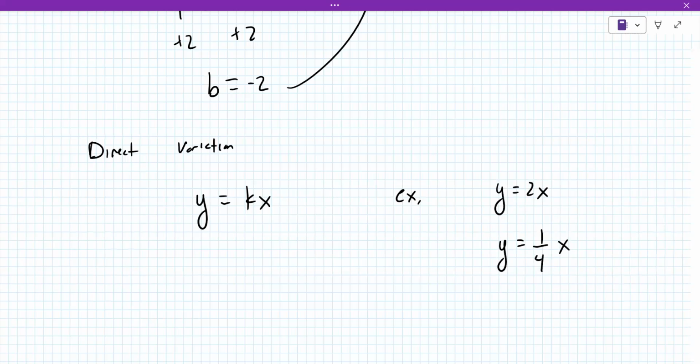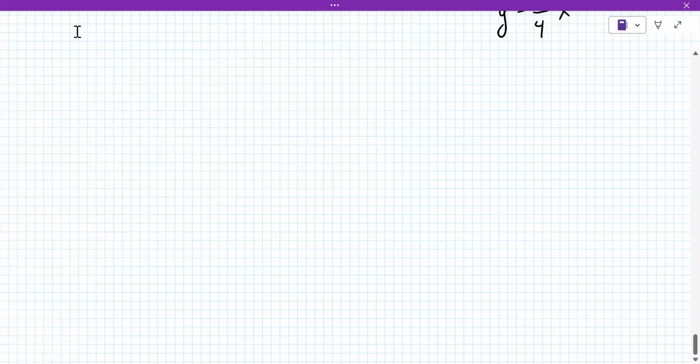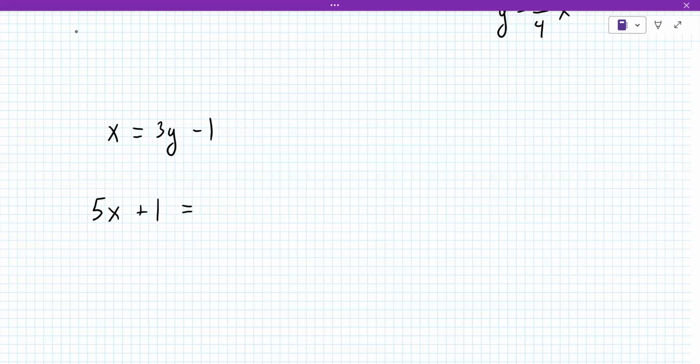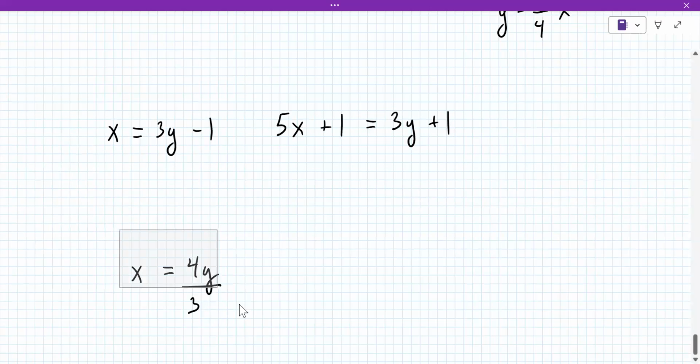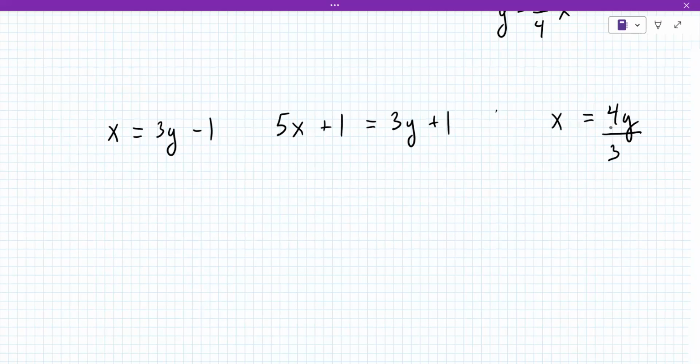All right, now let's look at some equations here. Let's go x equals 3y minus 1. Let's go 5x plus 1 equals 3y plus 1. And let's go x equals 4y divided by 3. Okay, so actually, I'm sorry, let me do it differently because I want to work these out with you. Okay. So let's look at these three.